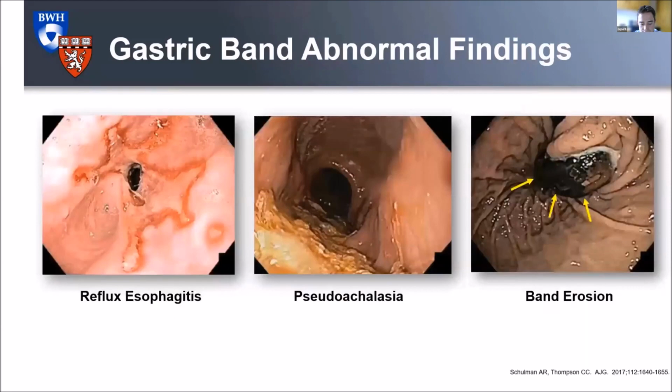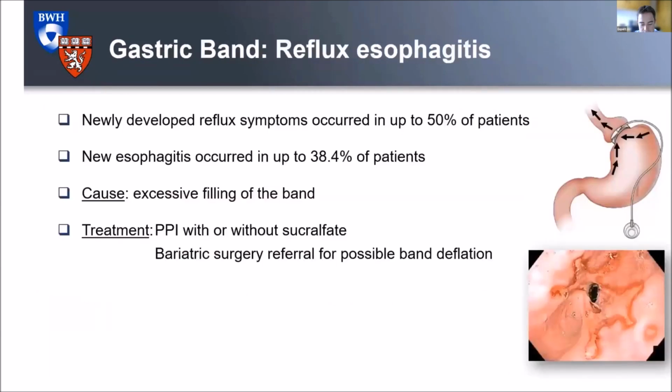Here are some of the abnormal findings of gastric band. These include reflux esophagitis, food residue in the esophagus, which may represent pseudoachalasia, and band erosion. Reflux esophagitis may be seen in up to half of the patients with gastric band. This may occur because of excessive filling of the band. Treatment is PPI, and you should also ask your bariatric surgeon colleague to possibly deflate the band.